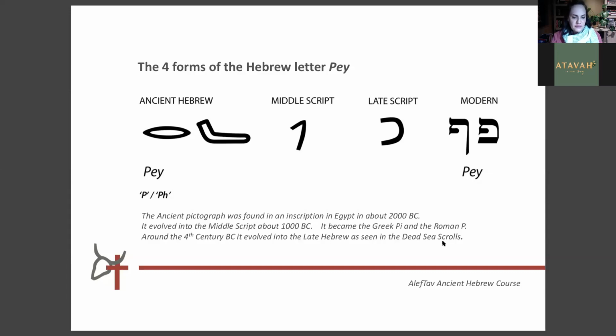I think around the 4th century BC, it evolved into the late Hebrew, or the late script, and later, obviously, into the modern Hebrew. So the late script is what is found in the Dead Sea Scrolls. And then Pei also has a medial and a Sofit form. It depends on where you find it in a word in the modern Hebrew. So it has an open and a closed form, as you can see there on the right-hand side.